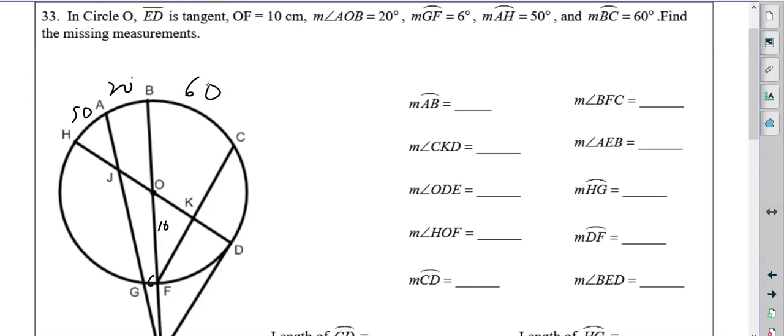Find the missing measurements. Okay, well, HD is a diameter, so 50 plus 20 is 70, plus 60 is 130, so that leaves 50 here.